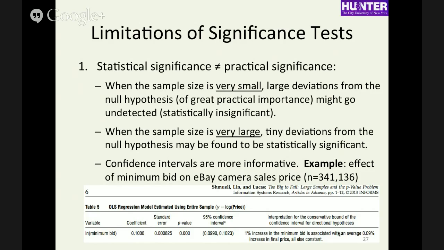So we have a p-value of basically 0 here, but it's up to you to decide whether that is a difference that you care about when setting your minimum bid. If you increase your minimum bid by 10%, you can get a 1% increase in your final price. Maybe it matters, maybe it doesn't.